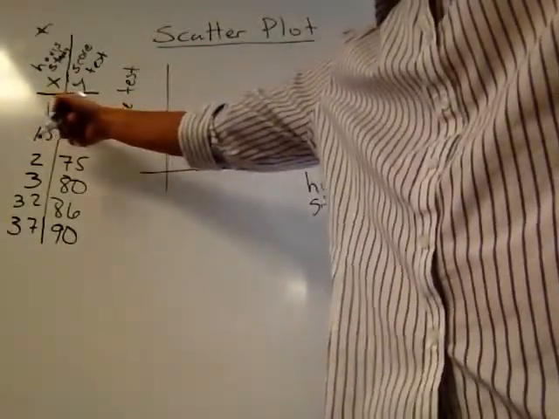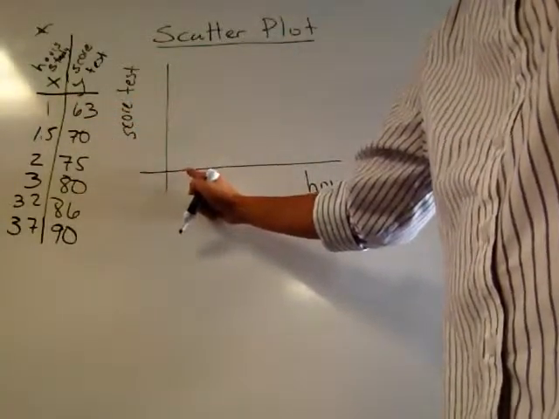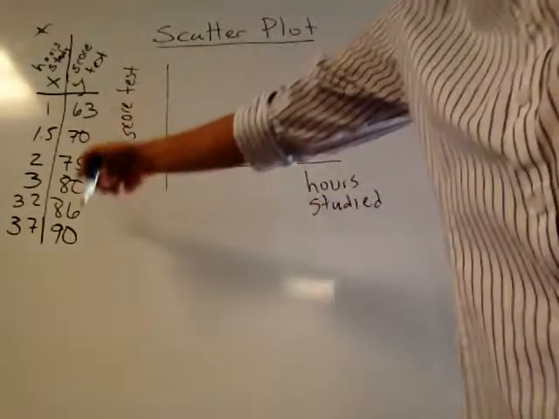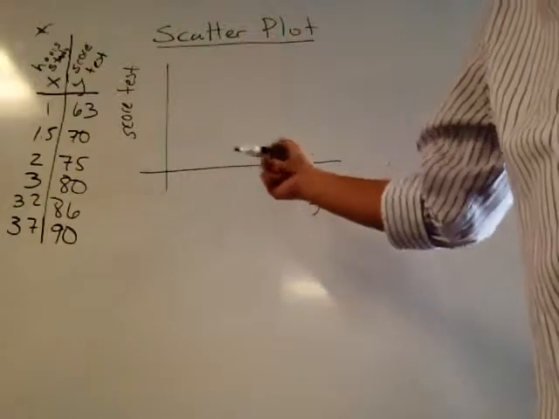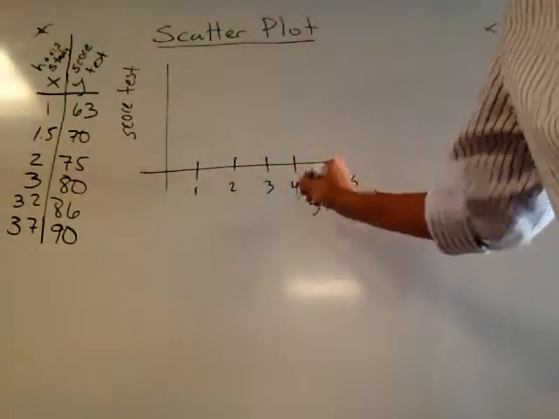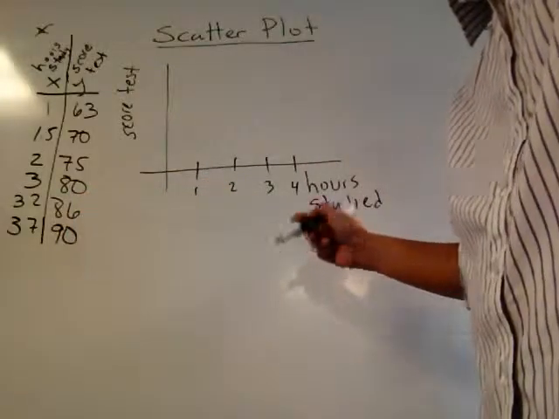If this were like 500, I would probably do a little break here and put the number 500, and we'll see that along the y-axis. So I know I'm going to go up to 3.7, so I'm just going to mark it off 1, 2, 3, 4, because that's going to encompass all my x values.